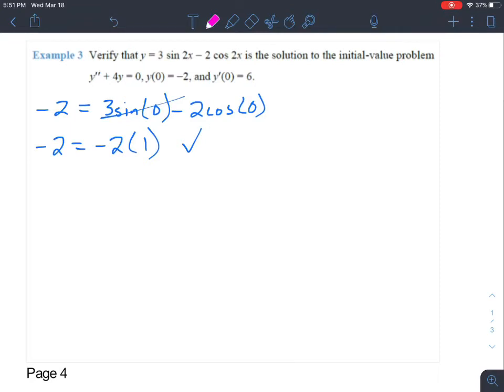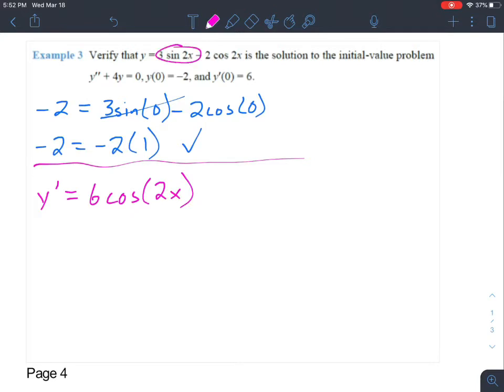Then the second part is, let's go find that derivative. Y prime equals, and then we're going to have 6, not sine, but cosine of 2x. And again, the 6 is because we needed to do the chain rule on that. It would have been 3 cosine of 2x times the derivative of the inside, which is going to be 2. That's why we were going to get 6 cosine 2x.